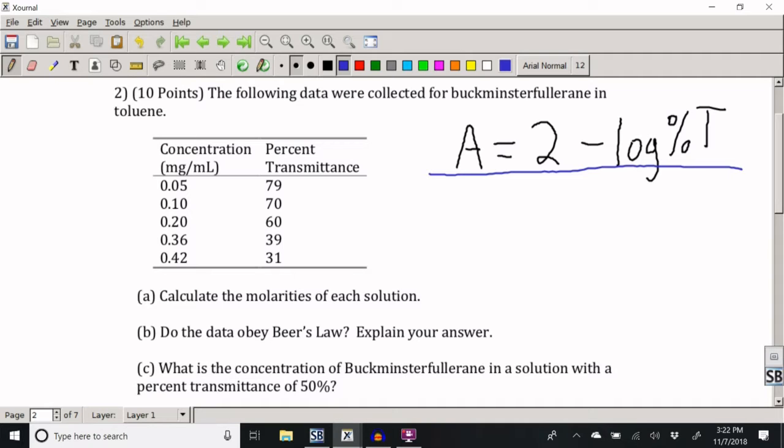Okay, so the first absorbance is 0.103. Okay, and we can go down with that. What's the easiest way to do this? Yeah. Why not set up an Excel spreadsheet?